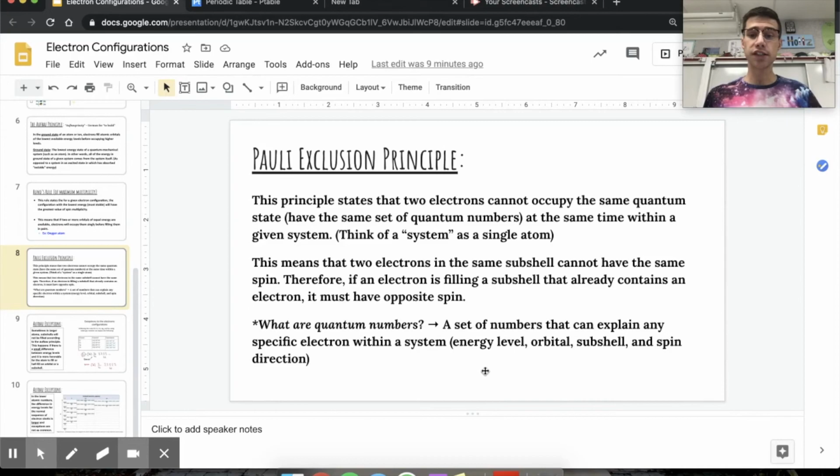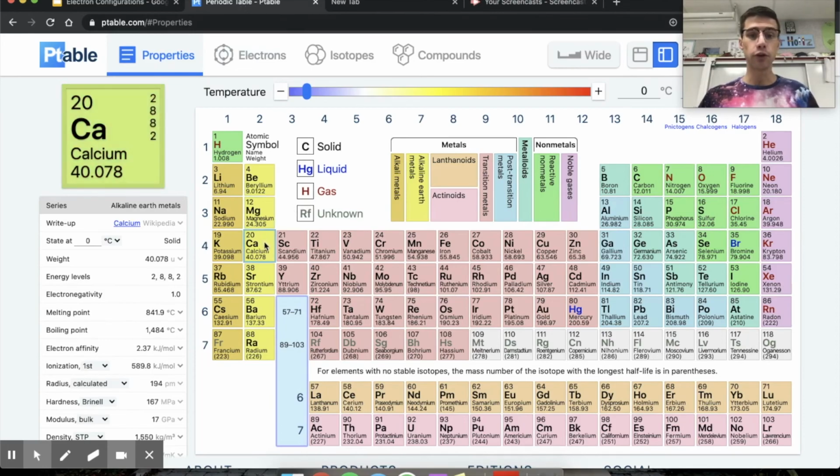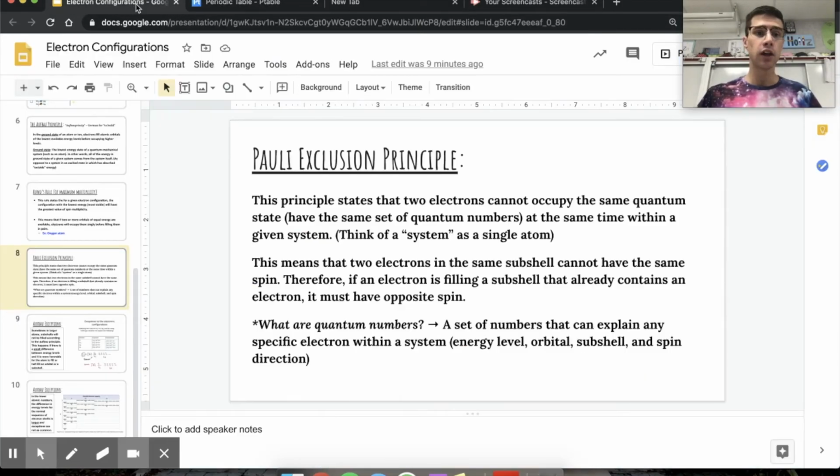So quantum numbers are a set of numbers that can explain any specific electron within a system. Okay, so again, for example, if we're looking at a calcium atom and we know it has 20 electrons in it because its atomic number is 20, when we write that electron configuration, there is a way to determine or label every specific electron within that atom. So every electron within that atom will have a specific energy level, a specific orbital, a specific subshell, and a specific spin direction, all of which we'll look at in some examples.